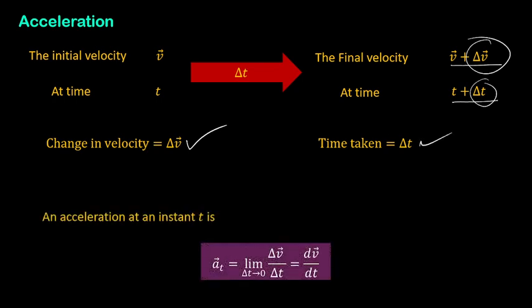And acceleration at an instant t is the change in velocity per unit time. This is an instantaneous acceleration at time t. So acceleration is simply the change in velocity per unit time. It represents how fast or slow the velocity changes with time, and it is an instantaneous acceleration when we shrink the time interval smaller and smaller indefinitely.